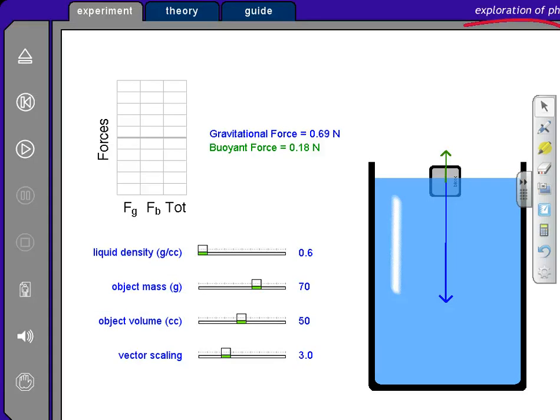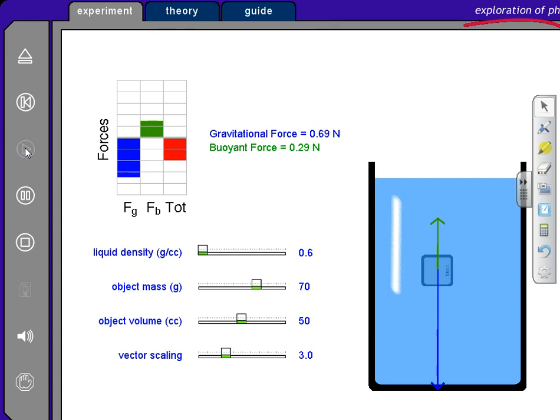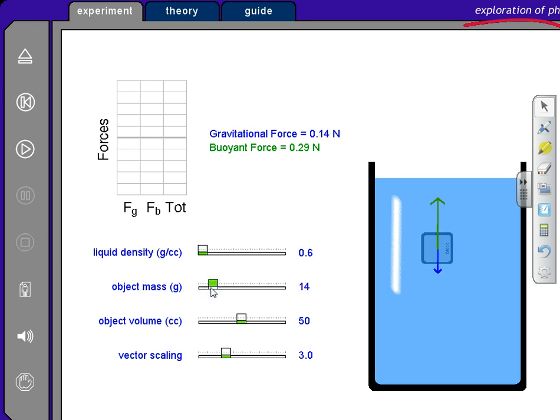In here, we have a cube floating in water. When the cube is moved into the water, hopefully you saw that the green arrow got larger than before. In this case, the cube sunk. But if I make the cube rise, now watch the green arrow. The green arrow got smaller.